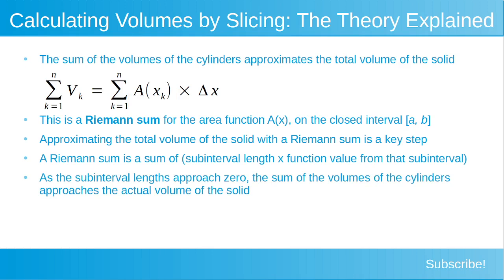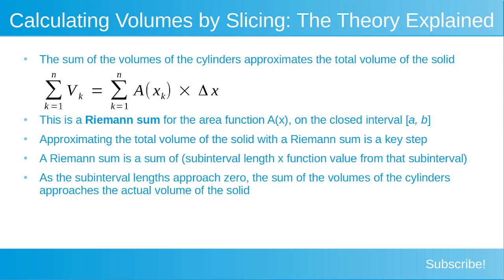As the subinterval lengths approach 0, the sum of the volumes of the cylinders approaches the actual volume of the solid. As we use more and more subintervals with smaller and smaller subinterval lengths, the sum of the volumes of those cylinders approaches the actual volume of the solid. Or, in other words, as we use more and more slices with smaller and smaller slice thicknesses, the sum of the volumes of the cylinders approaches the actual volume of the solid.